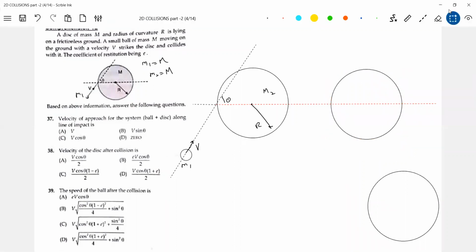This small disk will come in contact with the condition. How should the impulse act? Along the line of impact. We have to search for the line of impact. Along the line of impact, the impulse will be acting. So keeping that in mind, we can predict in what possible direction it can move.